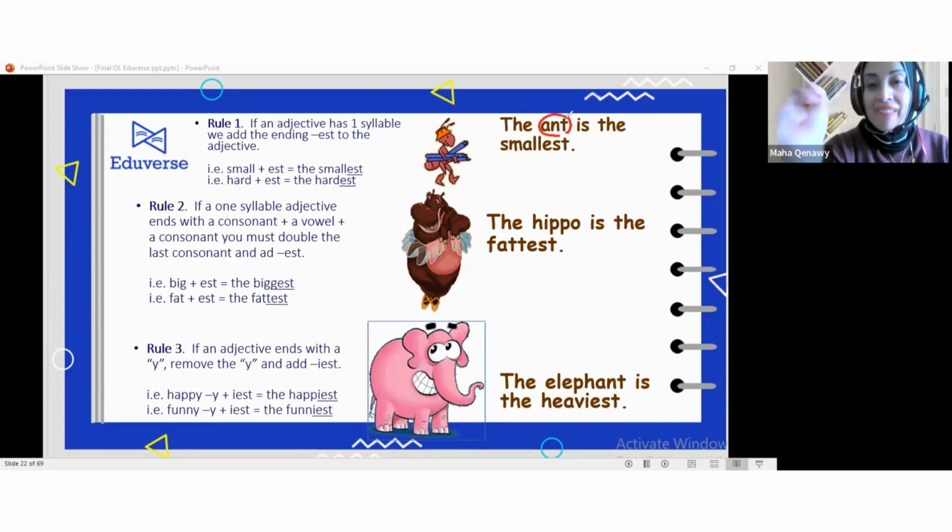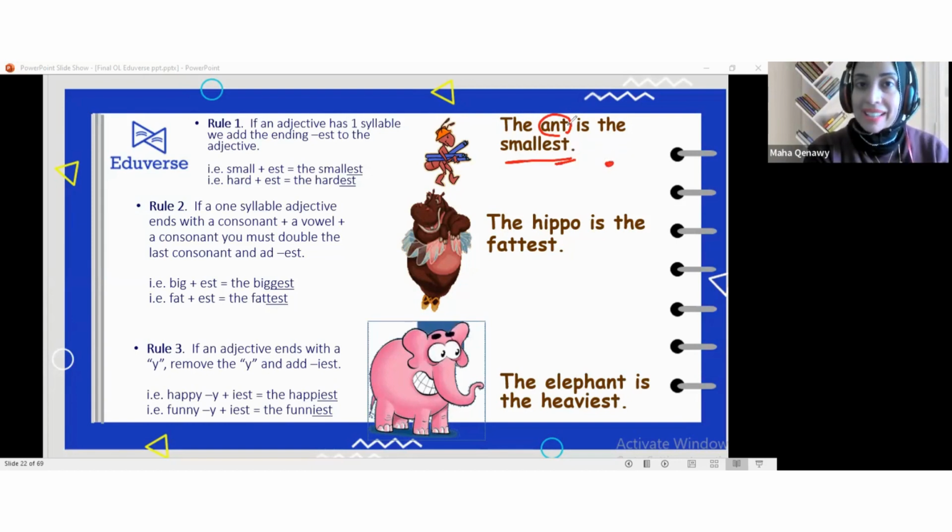If there is any animal which is smaller than the ant, here in this case, because we know, in fact... no. So here is the smallest. It's the smallest. No other animal is smaller than the ant. This is superlative. In the adjective small, it's the superlative. So it's the smallest. Add est.